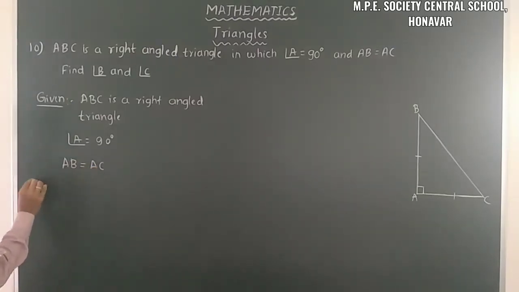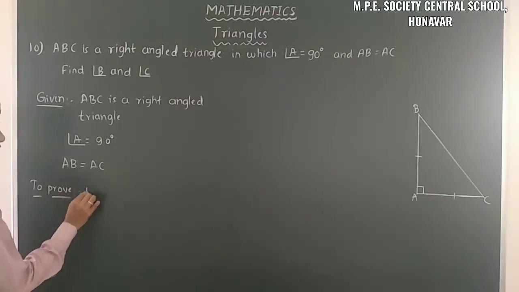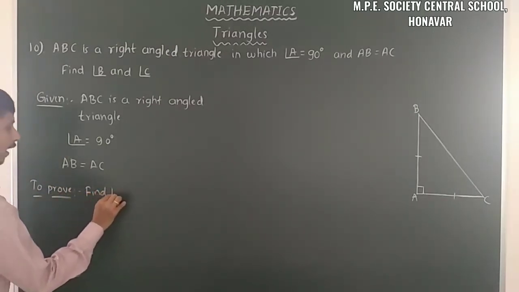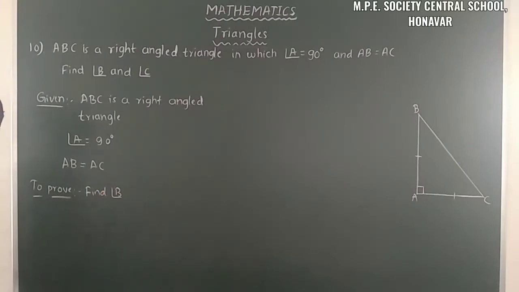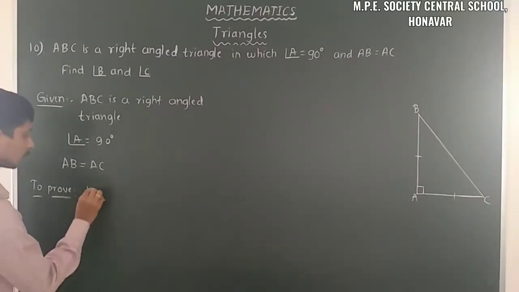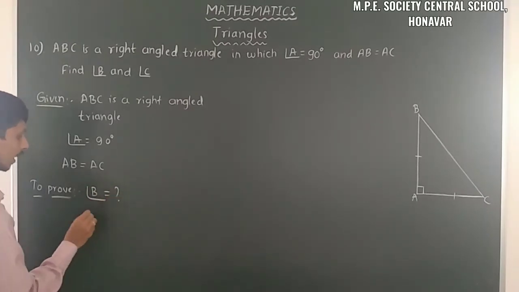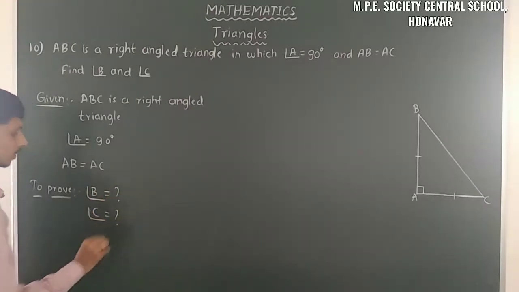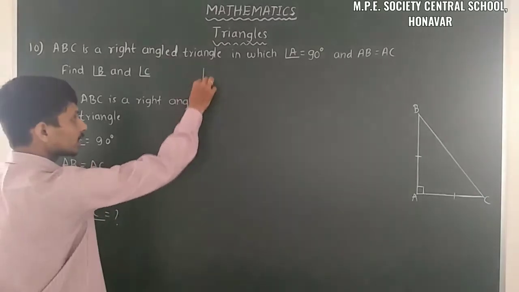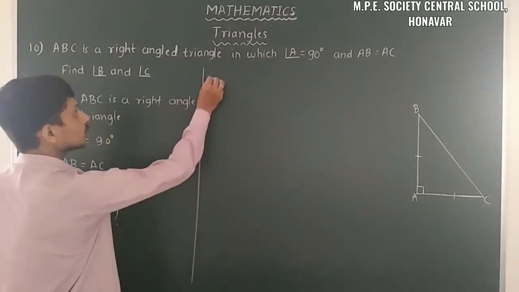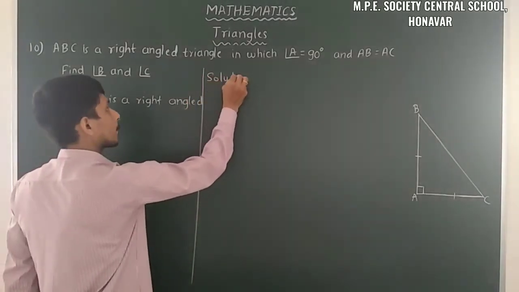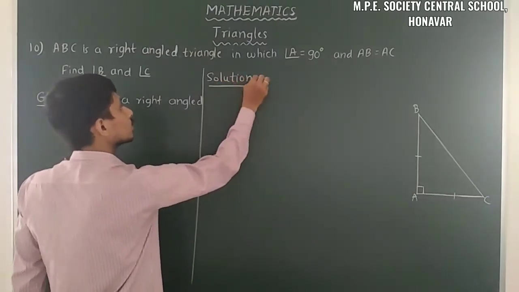So what we have to do here is find angle B. We can also write it as: angle B is equal to what, and angle C is equal to what. We have to find it. So let us take the solution.